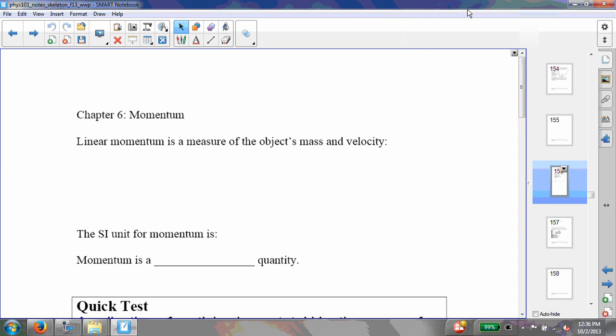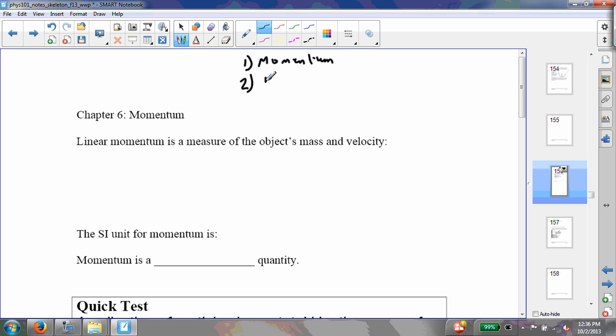All right, this is the beginning of chapter 6 on momentum. And in chapter 6, we're going to deal with basically three things. First, just defining what momentum is. So first, we'll just define momentum. Learn how to calculate the momentum of a particular object, mass and velocity.